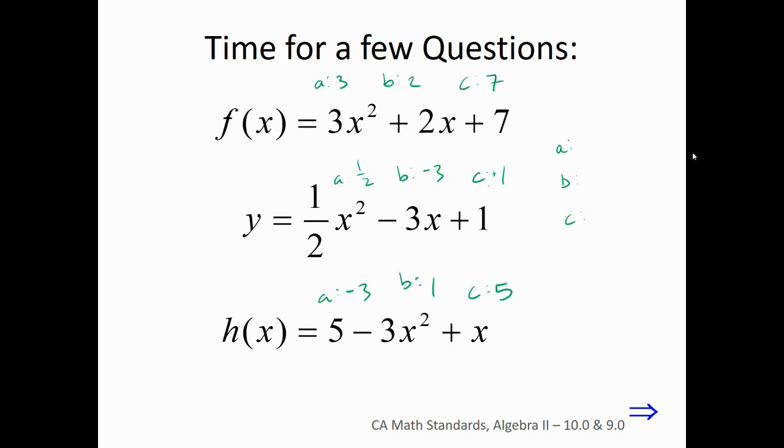All right, hopefully you've had a chance to do these on your own. And here are the answers for you. Are these the answers you got for the first one? A is 3, B is 2, and C is 7. The one that may have tripped you up, if any of them did, is the last one. A is -3. That's in front of your x squared term, your quadratic term. And your B value is 1 because of the 1x. 1 is invisible, and your C value is a +5.